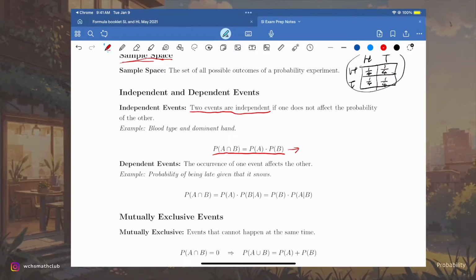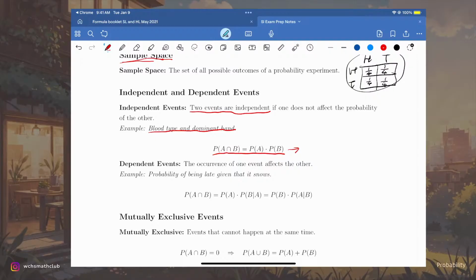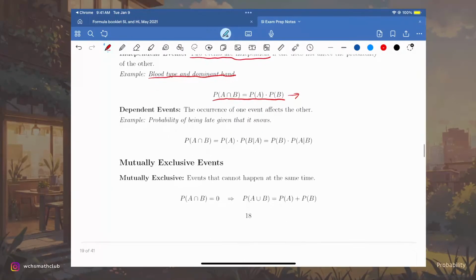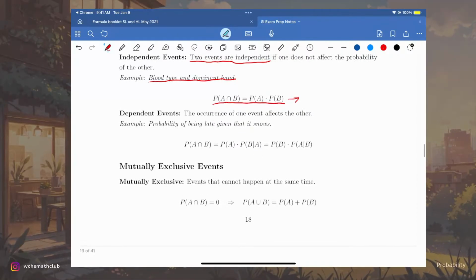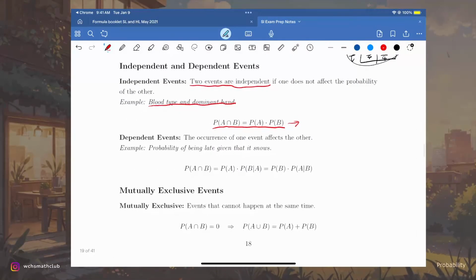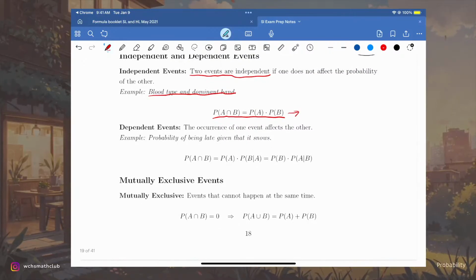And this is equivalent to the statement that one of them does not affect the probability of the other. An example of independent events would be blood type and dominant hand, because what blood type you have does not necessarily affect whether your left hand or your right hand is dominant. Dependent events are just the opposite of independent events. It's when the occurrence of one event affects the other.